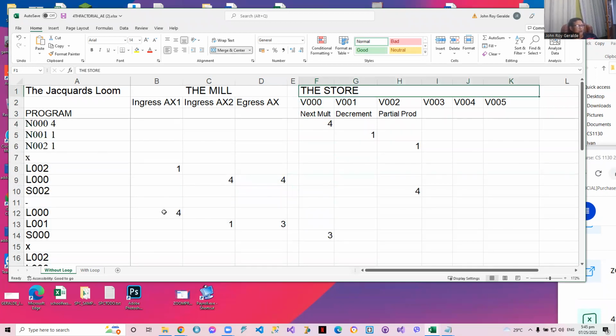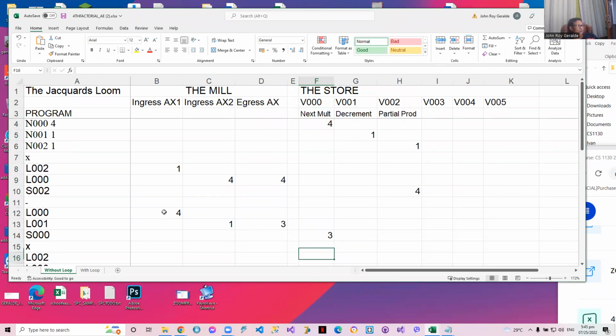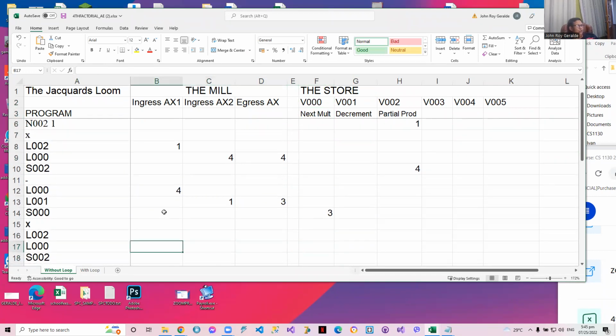This is the next multiplier. The first multiplier is 4. The next multiplier is 3. Then we have a times. Right? What is 002? L002. So ito. Right? Ingress axis 1.